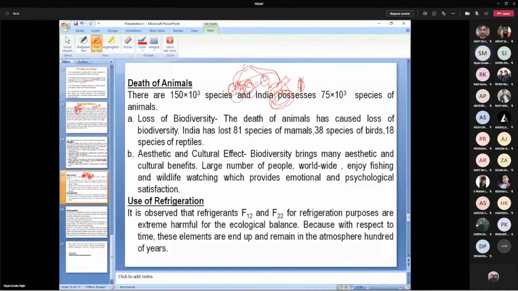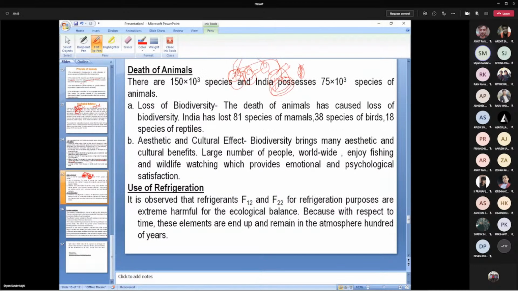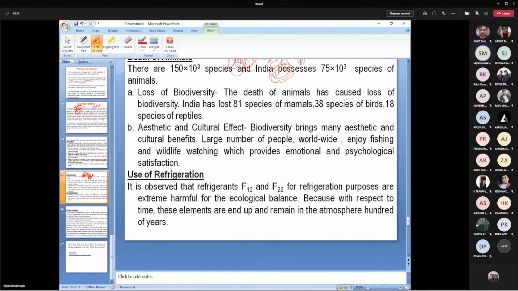So therefore this one is also important, use of refrigeration. So now last is use of refrigeration. It is observed that the refrigerants used for refrigeration purposes are extremely harmful for the ecological balance, because with respect to time, these elements go up and remain in the atmosphere for hundreds of years.